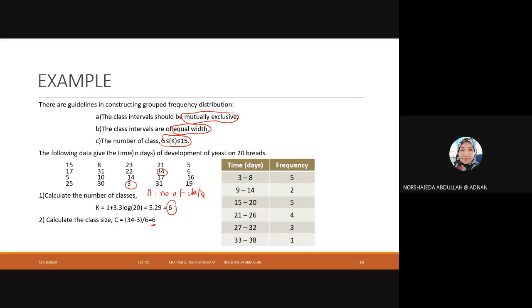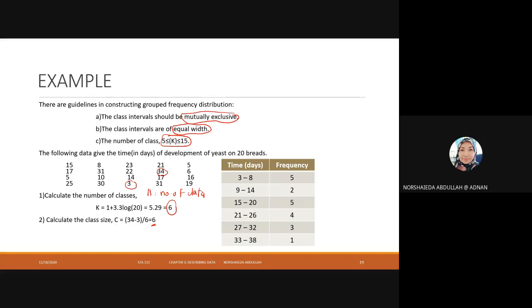And then we define the class interval. Let's say I start with 3. You also can start with 1 or the closest number to the smallest data. Smallest data is 3. You can start with 3 or another number. You can start with 1, with 2, or with 0, also can, as long as the intervals can fit all of the data. Let's say I start the first interval with 3. So the size must be 6.